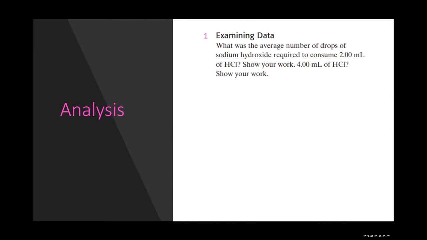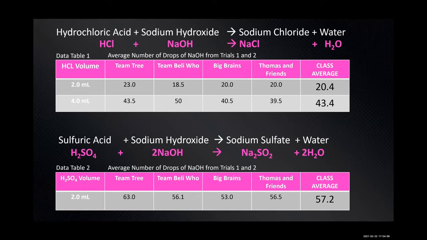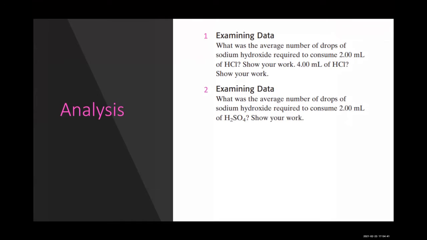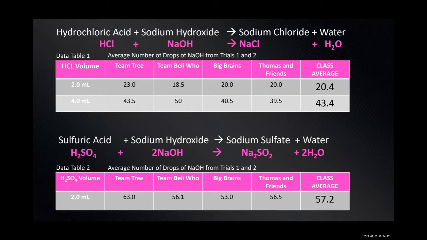Analysis part 1, examining data. What was the average number of drops of sodium hydroxide required to consume 2 milliliters of hydrochloric acid? So here are our average numbers. And then we're going to average for our sulfuric acid. So here we have our averages for the hydrochloric acid at 2, the hydrochloric acid at 4, and finally the sulfuric acid at 2 milliliters.